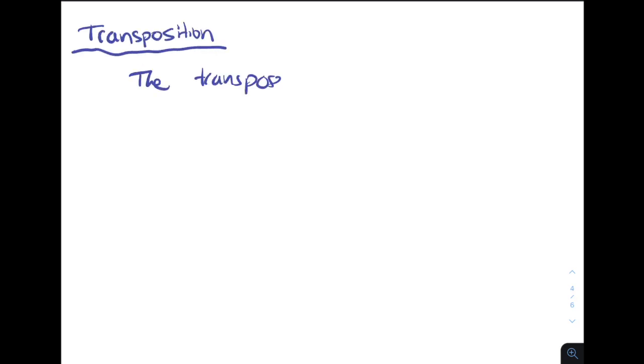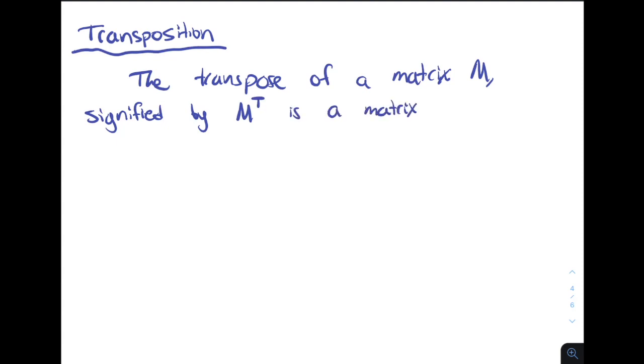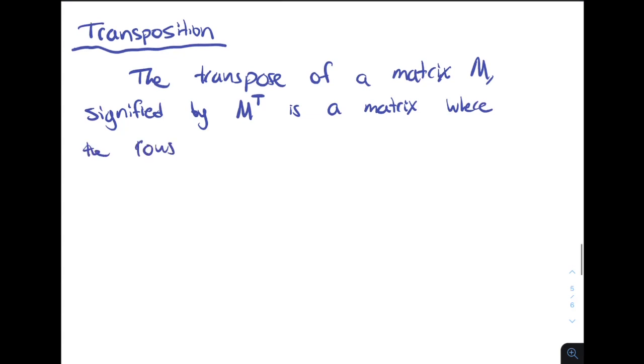The transpose of a matrix, which we signify by adding a little t as a superscript, is a matrix where the rows of M transpose are the columns of M, or vice versa.